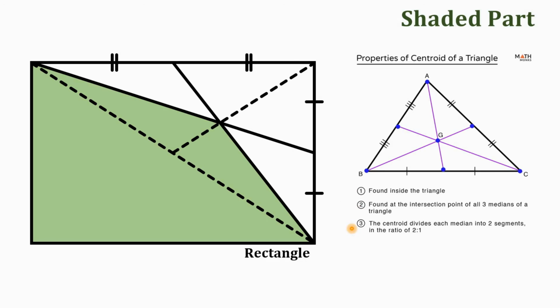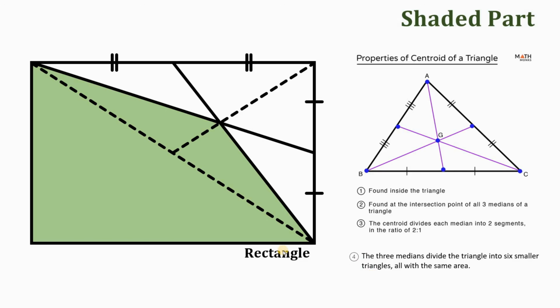Now, the third one is somewhat special, because the centroid divides each median into 2 segments in the ratio of 2:1. And the property that we need to answer this question is property number 4. It states that the 3 medians divide the triangle into 6 smaller triangles, all with the same area. So this is what we need to answer this question very quickly.